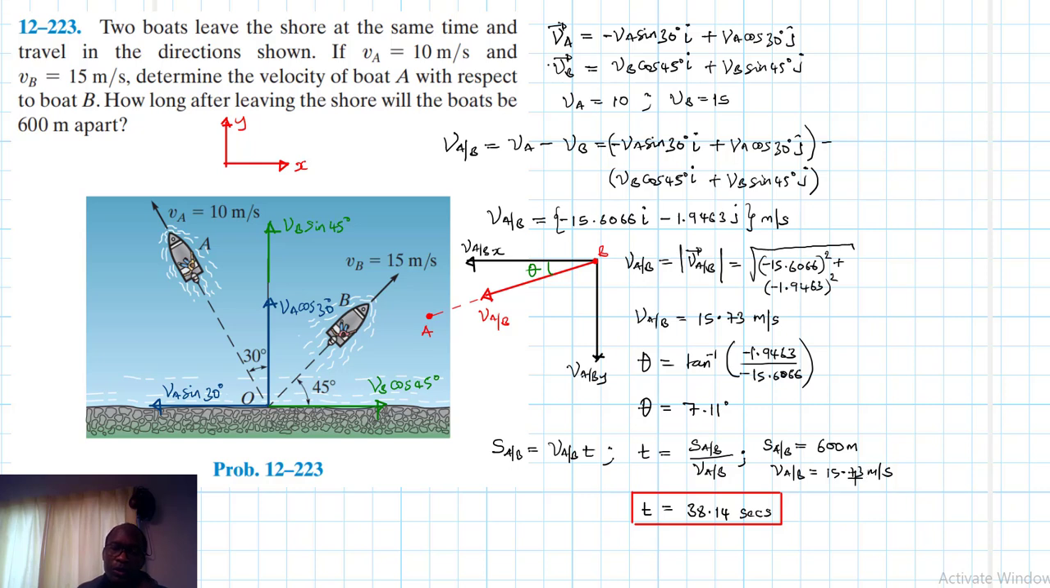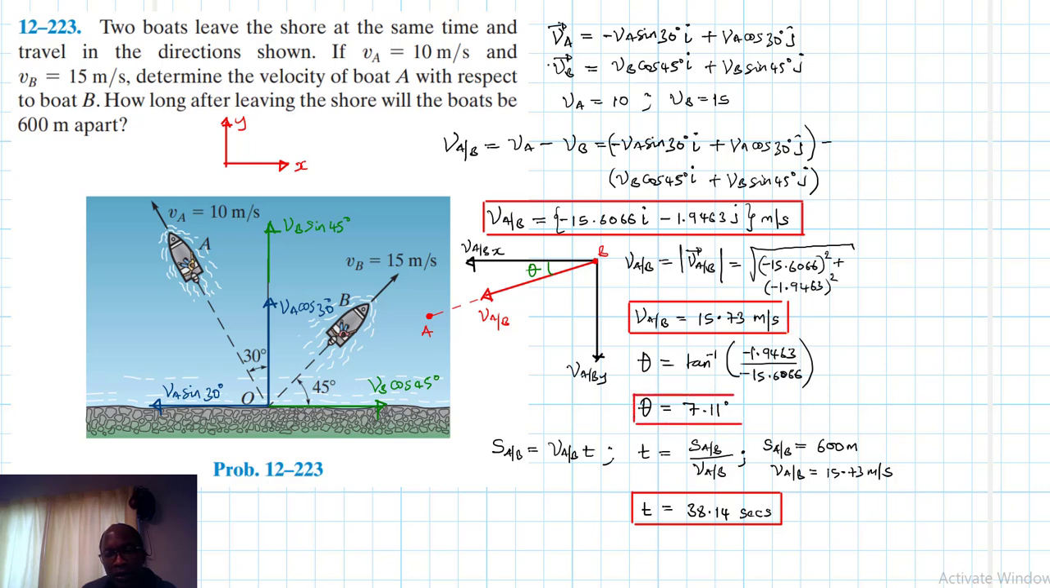So we found the time that the two boats take to be 600 meters apart. We've also found the velocity expressed as a vector, its magnitude, plus its direction.